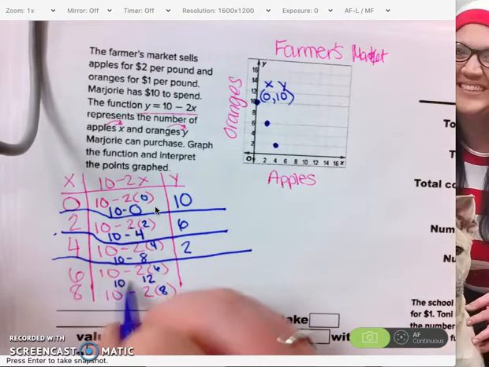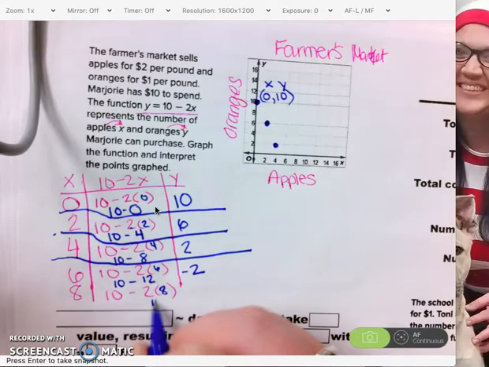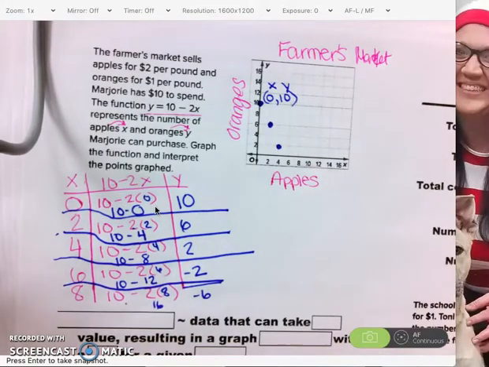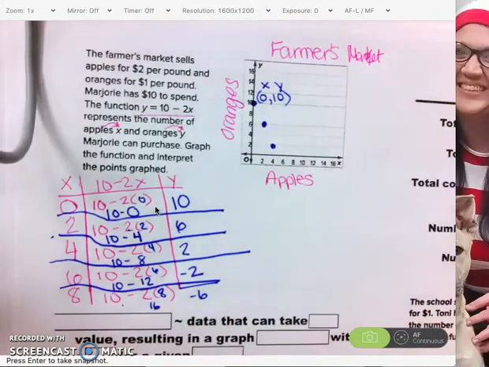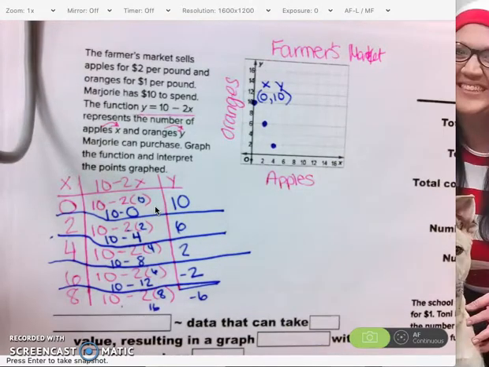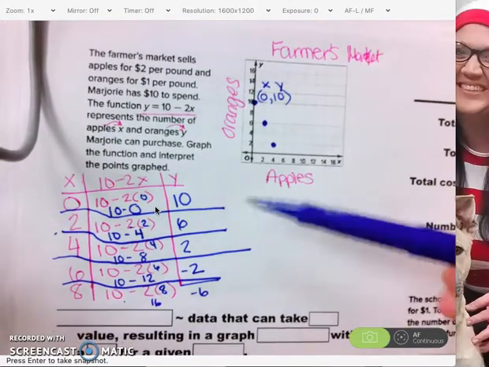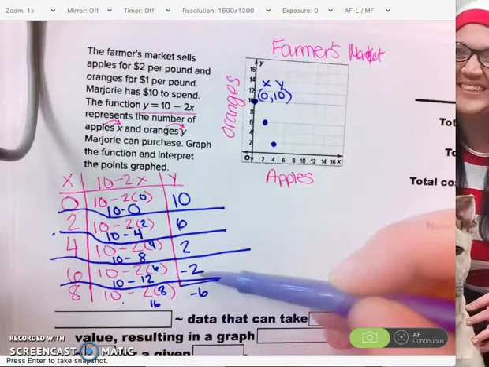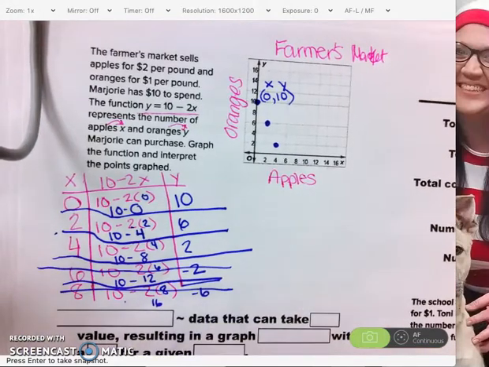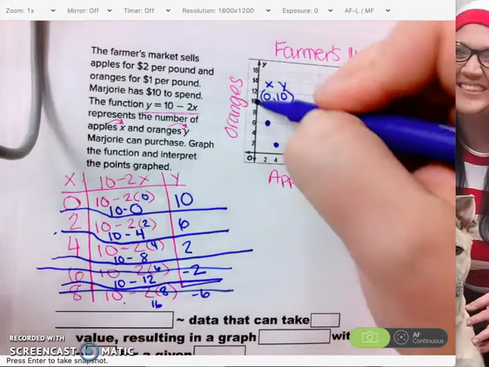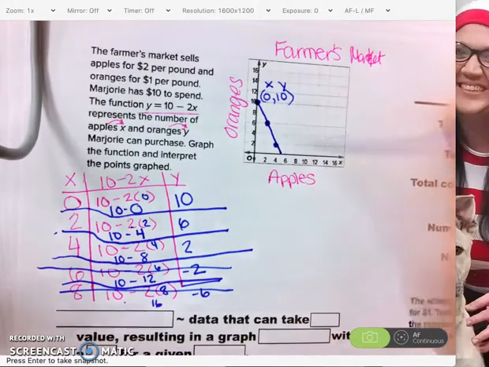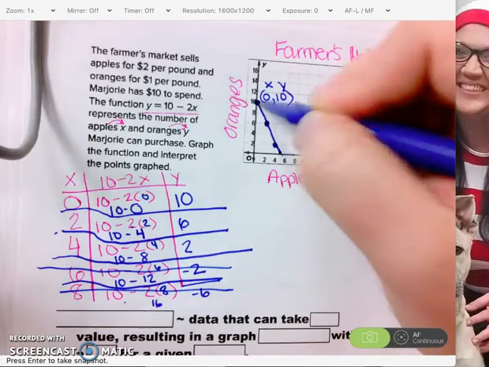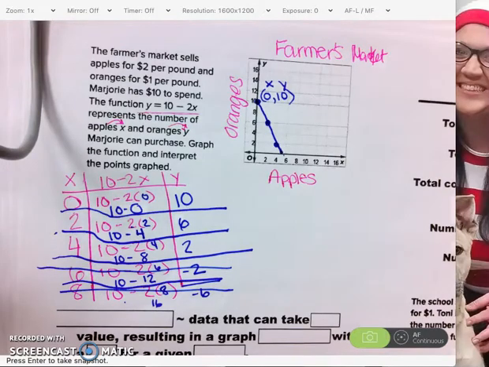It's 12. 10 minus 12 is a negative 2. 16 is a negative 6. Now, I'm not going to plot those points because, one, they're not on here. I don't have that graph, but it's also, I can't have a negative amount of y or oranges. I can't have this negative amount. So these ones are not valid. I can only have this amount in here. And it's going to go from one point to the next. It's not going to be a line with arrows because it doesn't go into the negative quadrants.